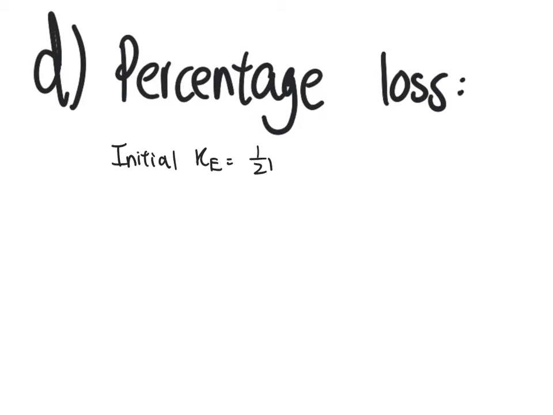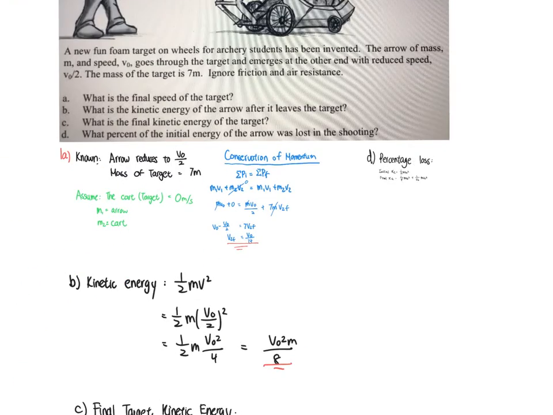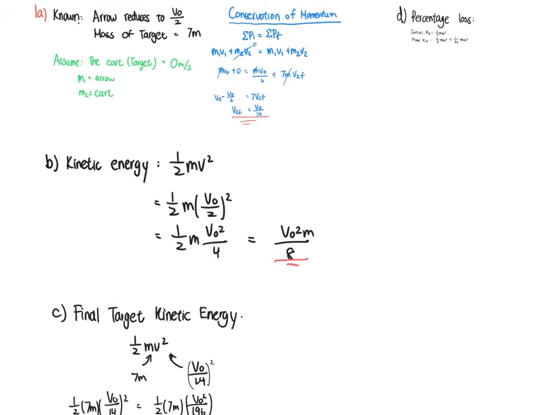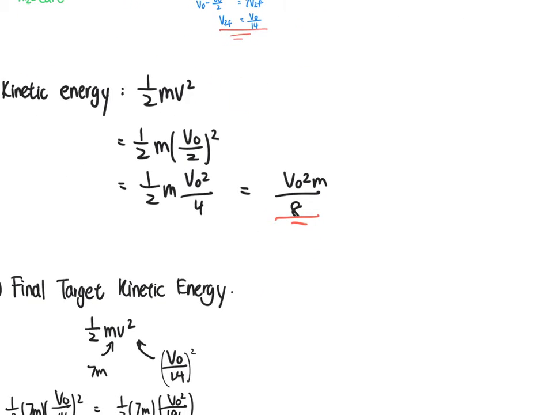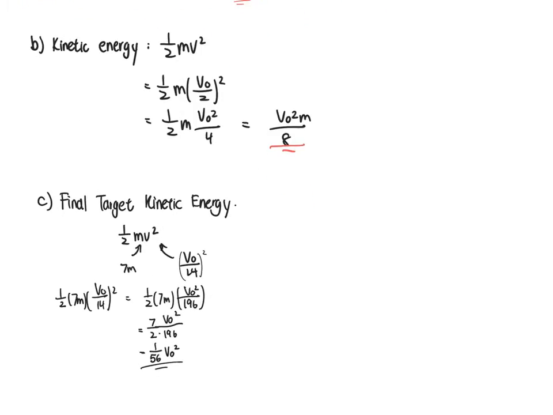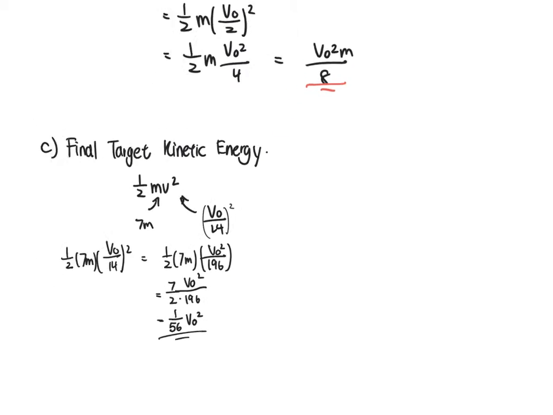So that's 1 over 2 mv squared. And then the final kinetic energy equals 1 over 8 mv squared plus 1 over 56 mv squared. How do we get those numbers? So 1 over 8 was for this one. Remember? Good. And 1 over 56 is that.